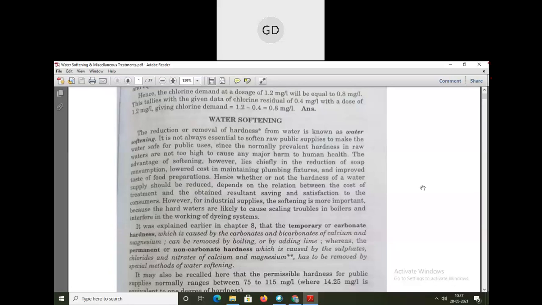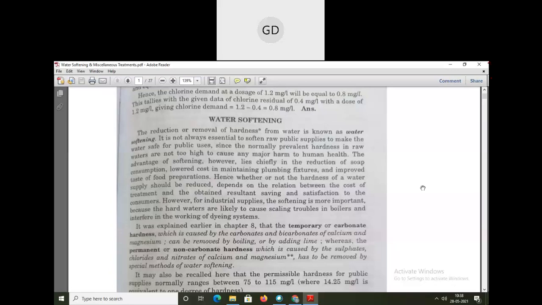What is written is that it is not always essential to soften raw public supplies to make the water safe for public uses, since hardness is normally prevalent in water. For industrial supplies, every time it is not necessary to soften the water, but the softening is very important because hard waters may cause scaling troubles in boilers, and they may also interfere in the working of the dyeing systems.